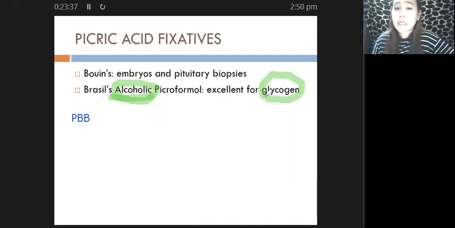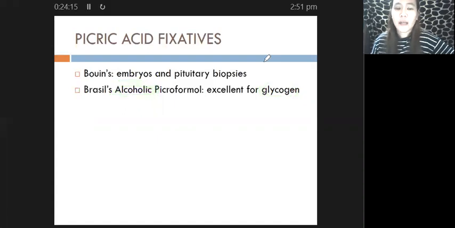And again, of course, the storage form of carbohydrates in humans is your glycogen. This is otherwise referred to as your animal starch, if you can still remember from your biochemistry. So we are usually after the preservation of your glycogen, because that is really the predominant form of carbohydrate present in tissues, as it is the storage form. So those are your picric acid fixatives. Do not forget our mnemonic, PBB.